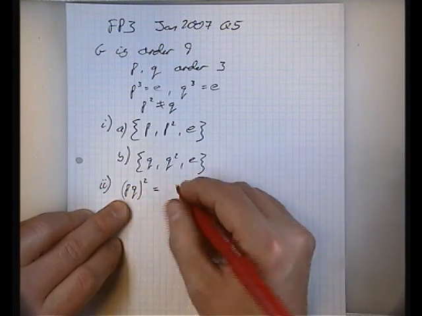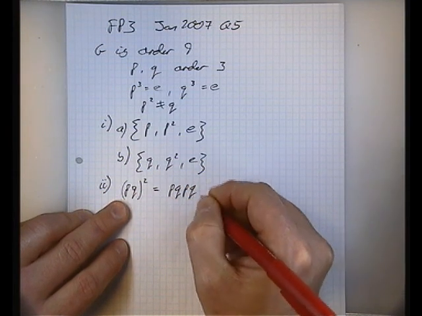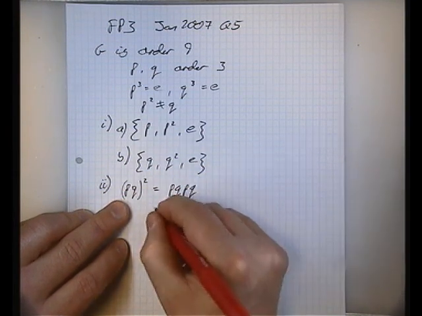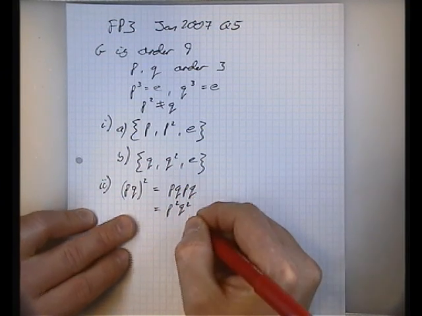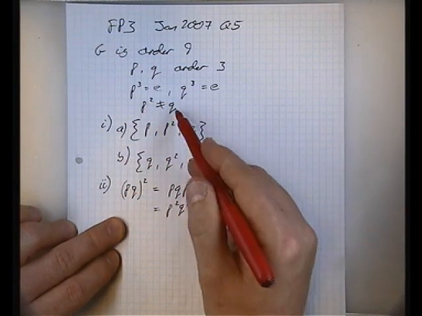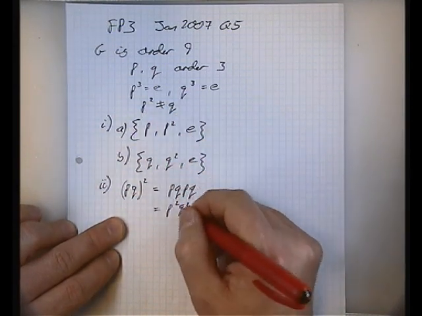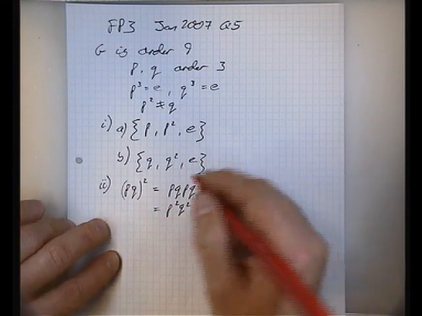So PQ squared, now you'd normally have to write this as PQ, but of course this is a commutative group, so we're allowed to rearrange the order of this, and we'll get P squared, Q squared. Well, we don't know anything about P squared and Q squared other than the fact that P squared is not equal to Q, so that's definitely not going to collapse down to E, so the order is not 2.